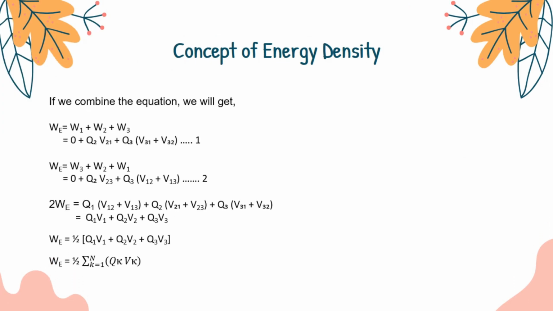Next, if we combine the two equations, we will get that 2W is equal to Q1 V1 plus Q2 V2 plus Q3 V3. W, we will get as half in bracket Q1 V1 plus Q2 V2 plus Q3 V3. We can also write it as half summation of k equal to 1 Qk Vk. In a system of continuous charge distribution, the total work done is given as follows.